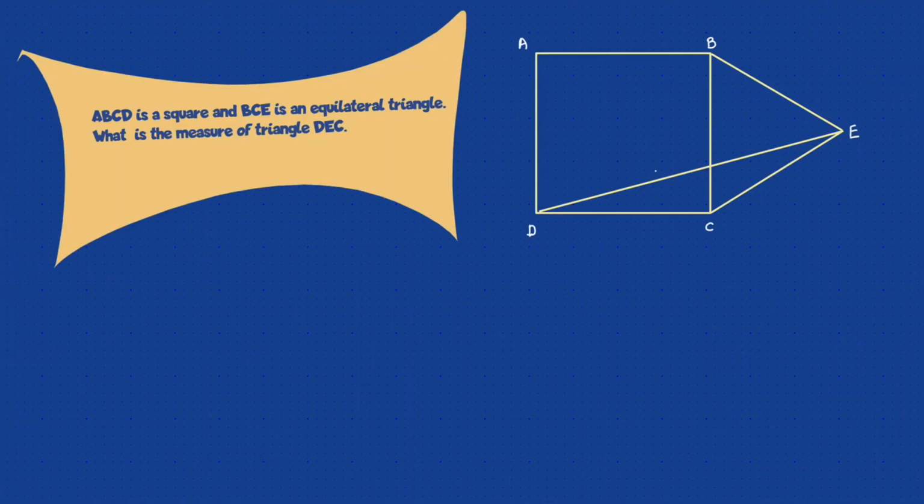Now let's start by solving a few easy problems on quadrilaterals. So first, ABCD is given to be a square and BCE is an equilateral triangle. And the question is, what is the measure of angle DEC?